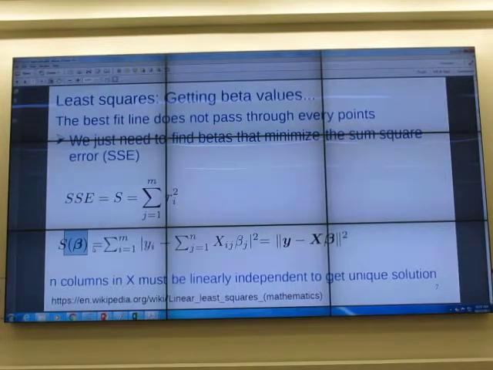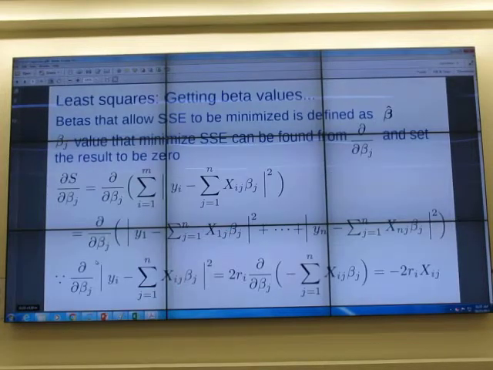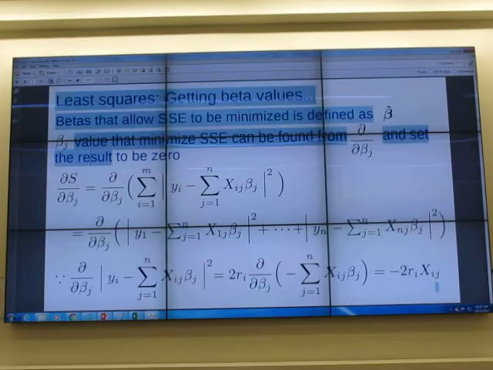It's x multiplied by what? It's x squared multiplied by what? So that coefficient is beta. How do we find beta? We find beta such that S is minimum. Minimum value means differentiate, make it equal to 0, right? So the partial derivative of S with respect to beta j equals that.